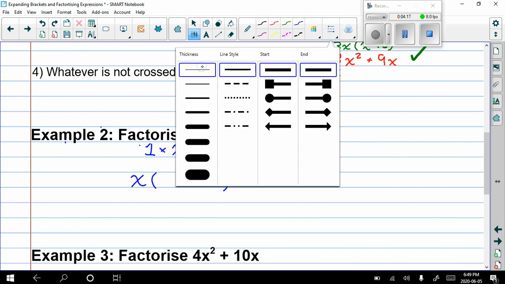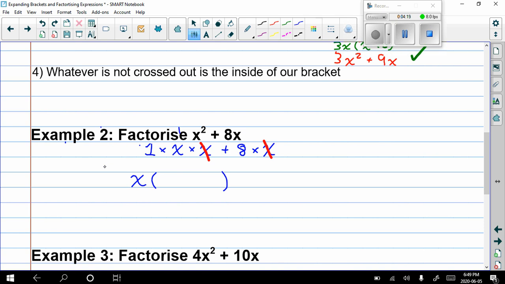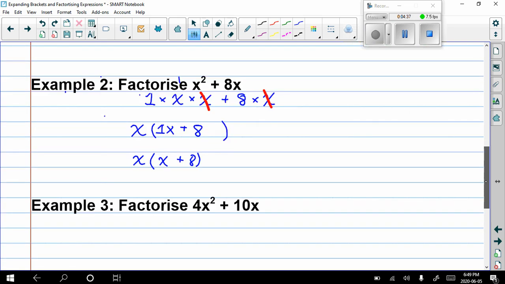Now we look what's on the inside. I'm going to write 1x plus 8. But at the very end, to write my final answer, I am going to take out that x on the inside, because we know that we have 1x. We don't need to include it.